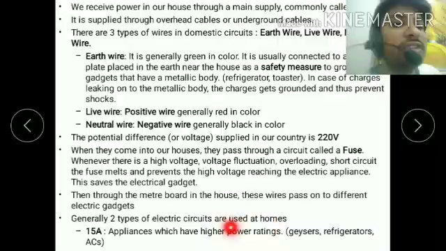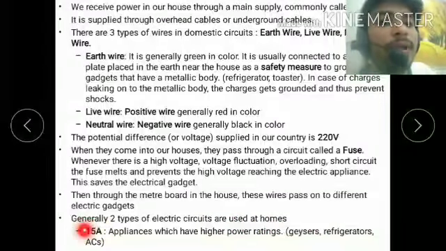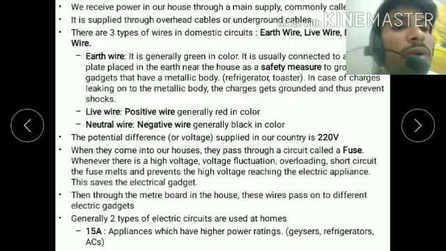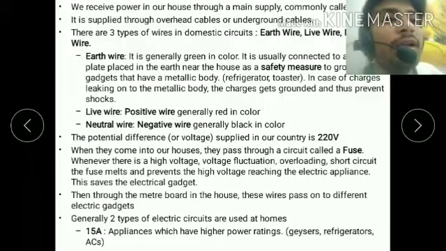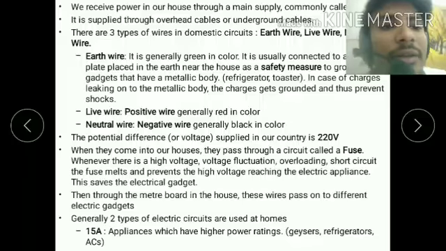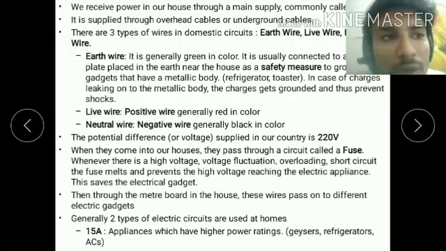Generally, two types of electric circuits are used at homes: 15 ampere circuits for appliances which have higher power, such as gas, geysers, refrigerator, AC, etc. Two types of electric circuits are used at our homes.